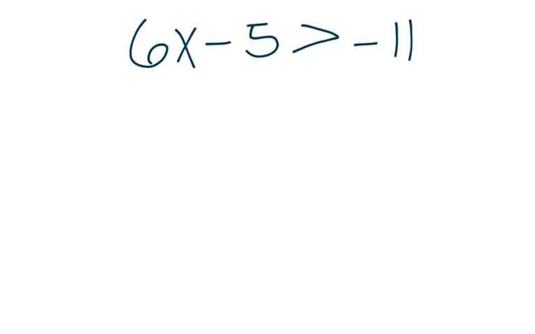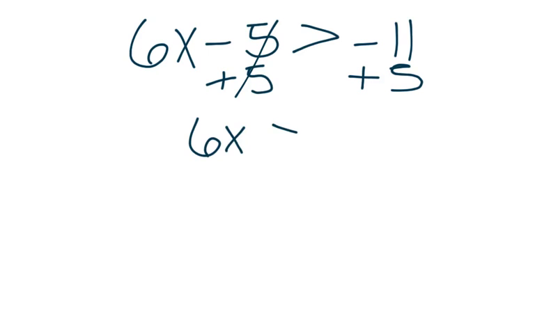Okay. So the steps are the same as solving a normal equation. So we'll start with a two-step here. We have 6x minus 5 is greater than negative 11, sorry. So the goal is to, again, get x alone to isolate the x variable. So I'm going to move everything to the opposite side using inverse operation. So I'm going to start with the constant 5. I'm going to add 5 to both sides because it's the inverse of subtracting 5. So I end up with 6x is greater than negative 6.